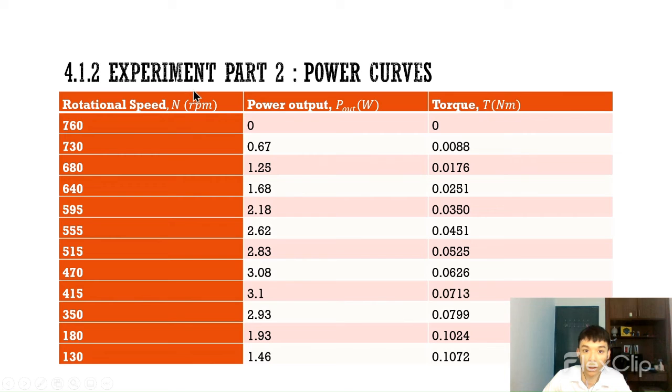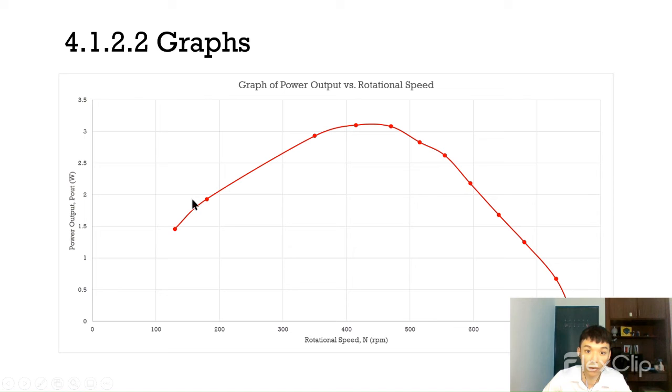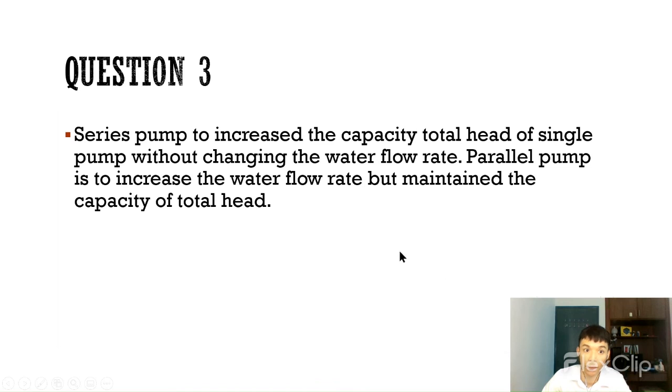And we proceed to part 2, which is the power curve. We have the rotational speed the same, and we get the power output, and we calculate for the torque. And we can see that the maximum power output is at 470 RPM, which is 2.08. We can plot the curve, and we can see from the curve that the power output increases with the rotational speed, then reaches a maximum, and then decreases eventually.